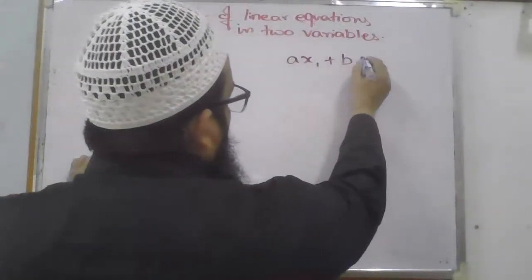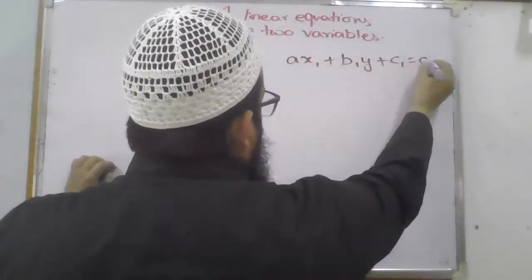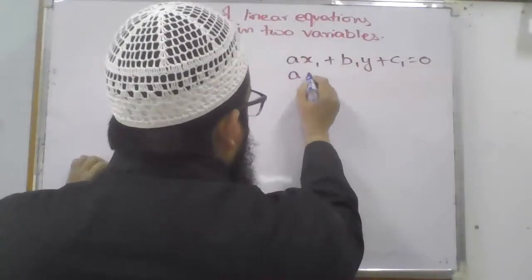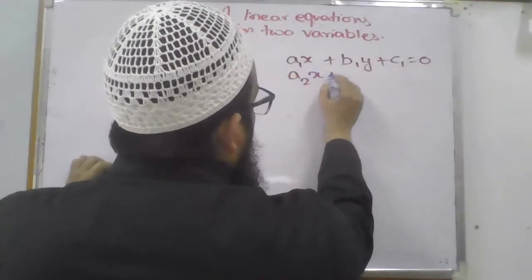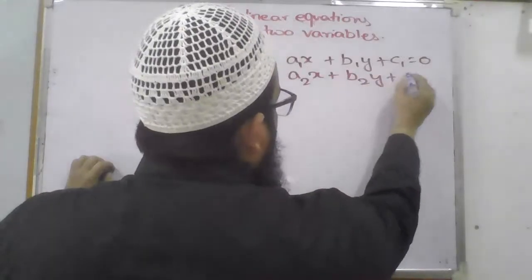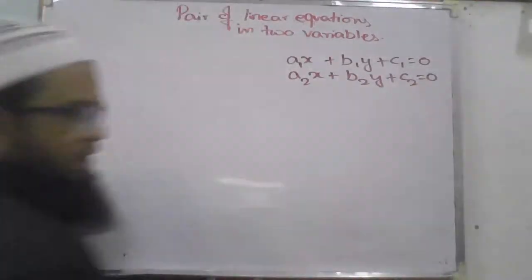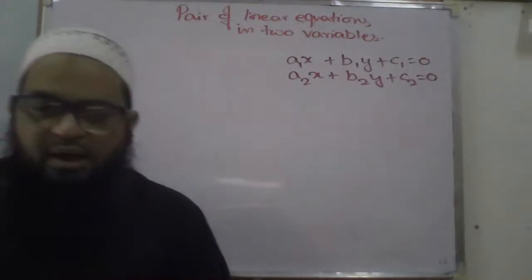a1x plus b1y plus c1 is equal to 0, and a2x plus b2y plus c2 equals 0. So these are the two equations of the pair.